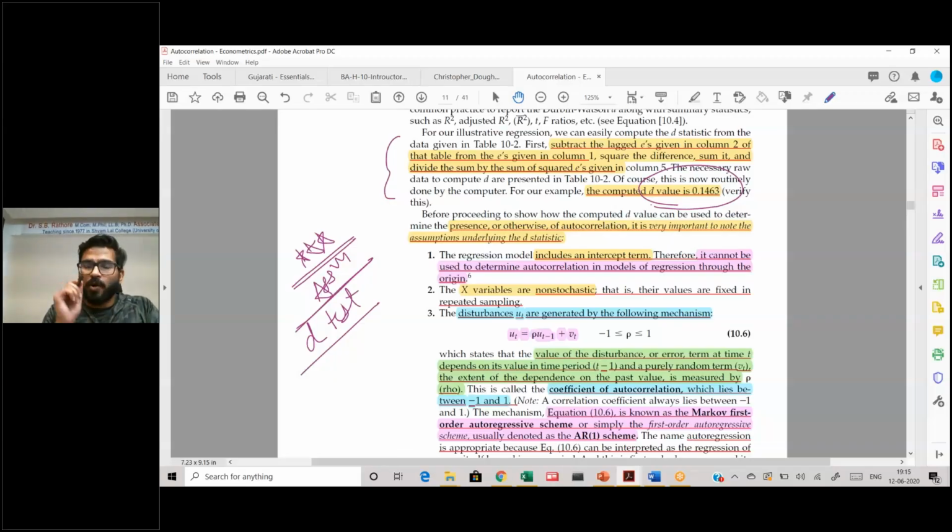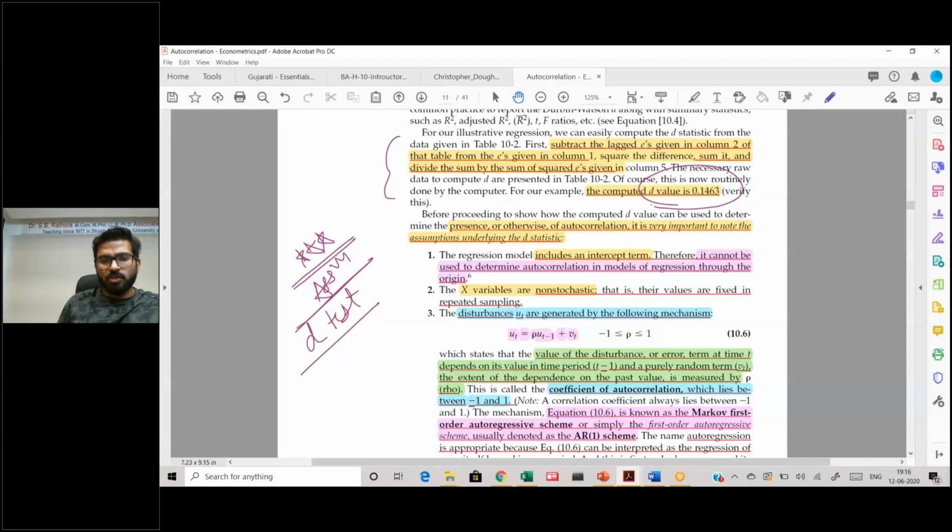Every year there is a question in your finals, or when you take your entrances, there will definitely be a question, and usually it's a trick question. That trick question usually is that there will be a violation of one of these assumptions, and you would be asked to apply the D test, which cannot happen. You would have to apply either an H test, or the Breusch-Godfrey, or the Lagrange multiplier test. So please make a note of these assumptions.